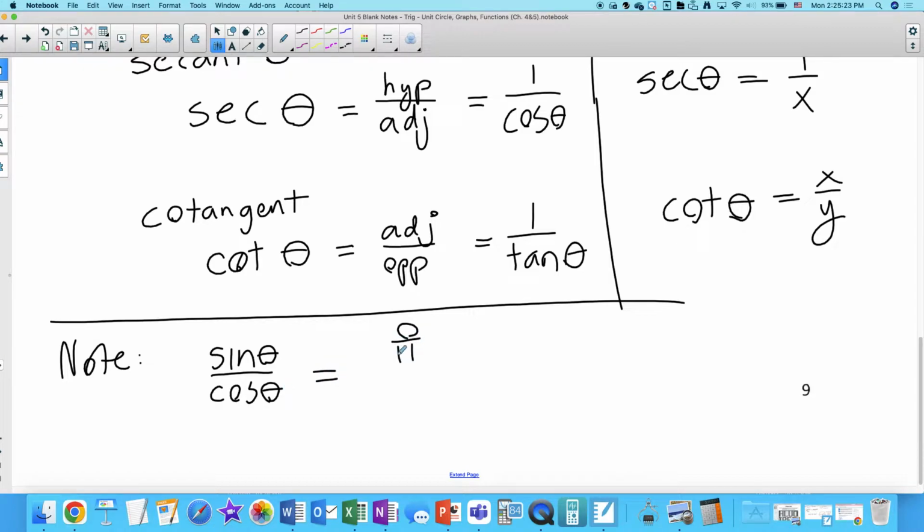Opposite over hypotenuse over adjacent over hypotenuse. Okay, now I'm dividing fractions here. So I'm going to take the first one, opposite over hypotenuse, multiplied by the reciprocal of the second, hypotenuse over adjacent. Those cancel. Opposite over adjacent. What's that trig ratio? Tan, yeah.